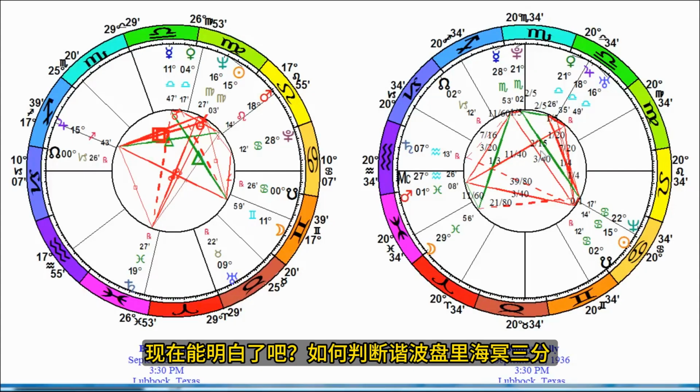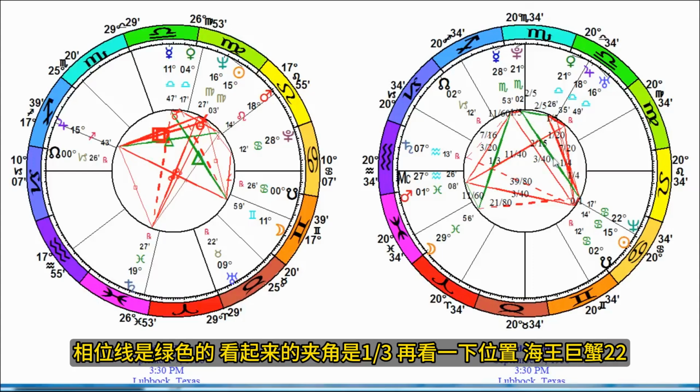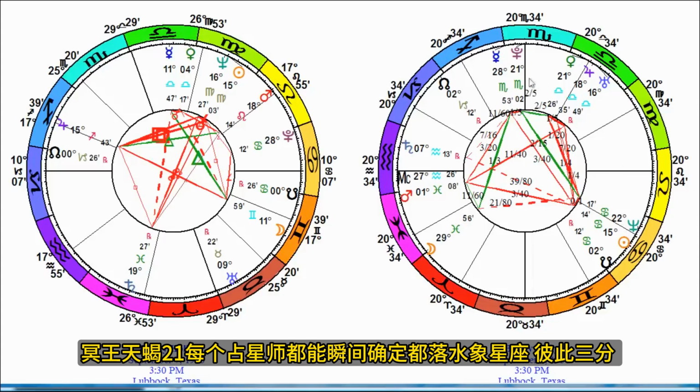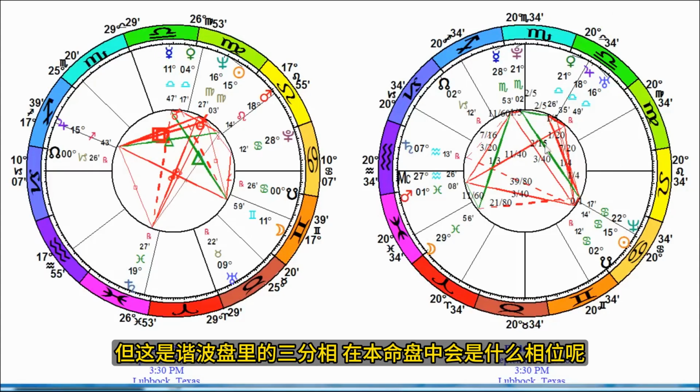You're starting to get this? So the Neptune to Pluto is a trine. How do I know it's a trine? Because it's green. And it looks like about 1/3 of a circle. And if I look at the positions, Neptune is 22 Cancer, Pluto's 21 Scorpio. Any astrologer knows instantly that those are water signs. They trine each other. So they're trine, but in the harmonic chart.